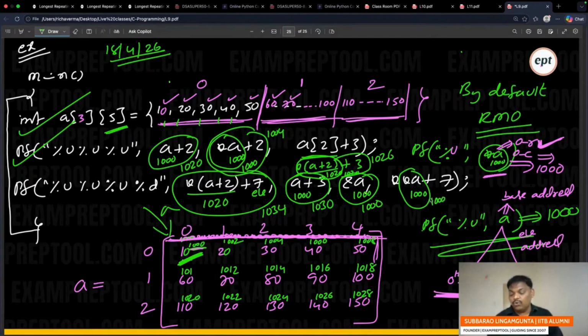First star is row selection done. What is the meaning? 0th row selected. Again star, 0th column also selected. So the value came, 10 came. 10 plus 7, 17, because it is the data. So the second printf also over.